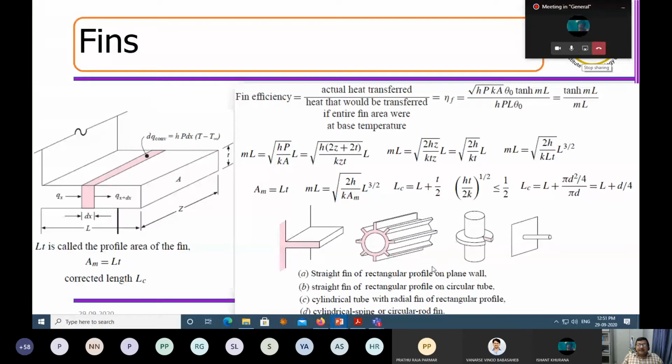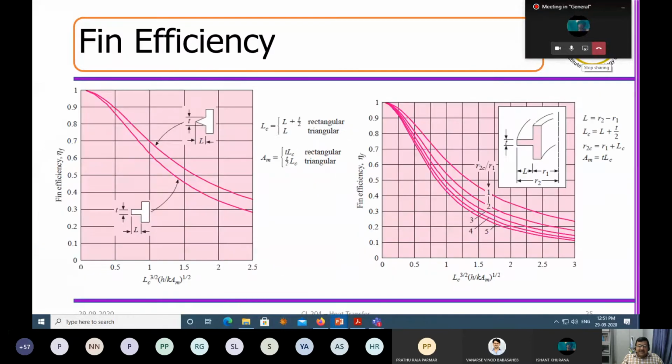Why is this important? Because this comes into a parameter called fin efficiency. Now, this fin efficiency also has a correlation with the critical insulation thickness. How? Let us first see what is the engineering graph that we are doing. So let us see, you have a fin which has a triangular cross section, and you have a fin which has a rectangular cross section, and you are calculating the fin efficiency.